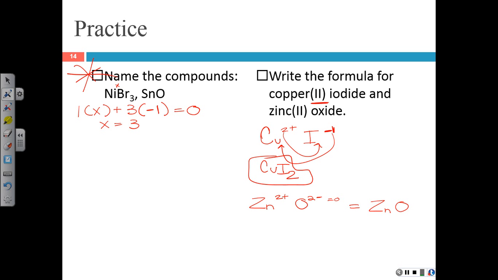Not always. That's a very good observation. It does, but actually this will answer your question here. For this next one, you're going to see where it doesn't. It doesn't always work. Yeah, and you'll see why in just a second. Okay, so we go nickel 3. So that number we just found goes here. Bromide.